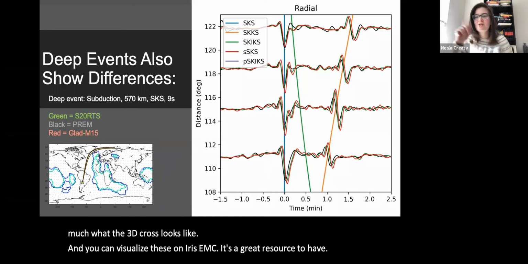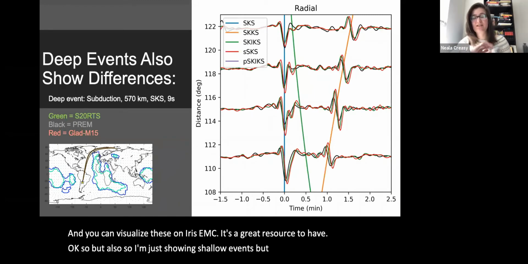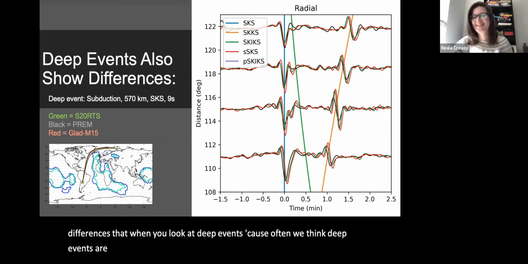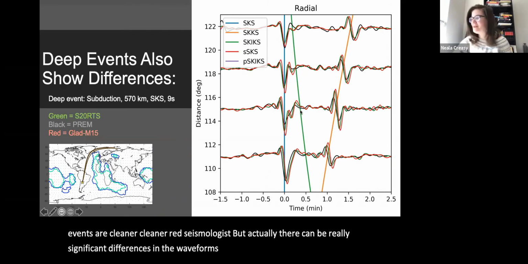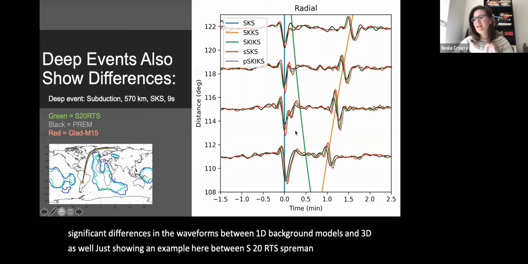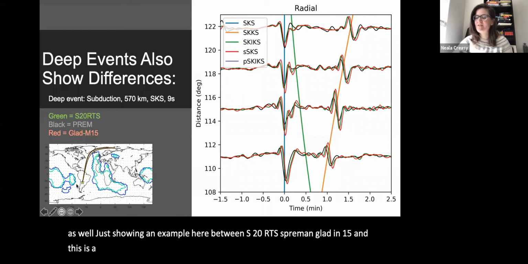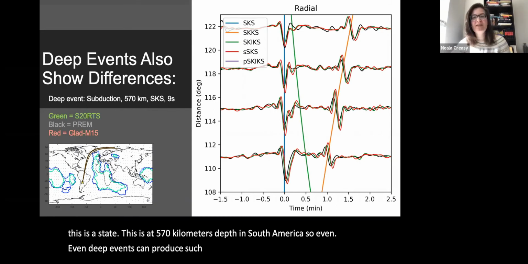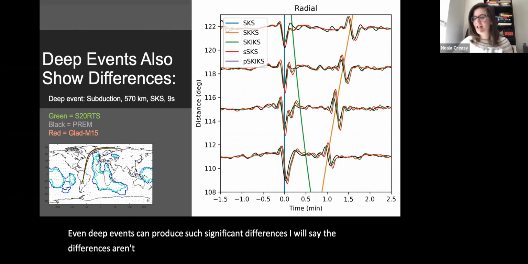Okay. So I was just showing shallow events, but there are also significant differences when you look at deep events, because often we think deep events are cleaner for seismologists, but actually there can be really significant differences in the waveforms between 1D background models and 3D as well. Just showing an example here between S20RTS, PREM, and GLAD M15. And this is at 570 kilometers depth in South America. So even deep events can produce such significant differences. I will say the differences aren't as severe as shallow events. Shallow events seem to produce more differences, but even deep events can.